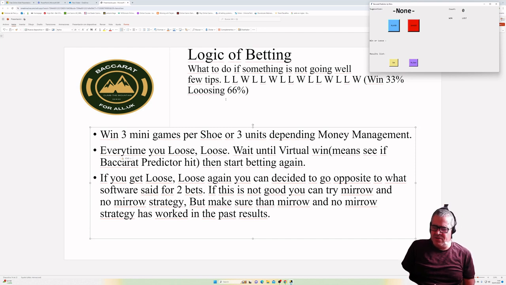in different shoes, because some shoes are quite difficult for Baccarat Predictor as well. So that is sometimes better. If you start losing and you do only one mini session, so you make your three units, it's better to make the next two mini sessions in another shoe. That I will do.